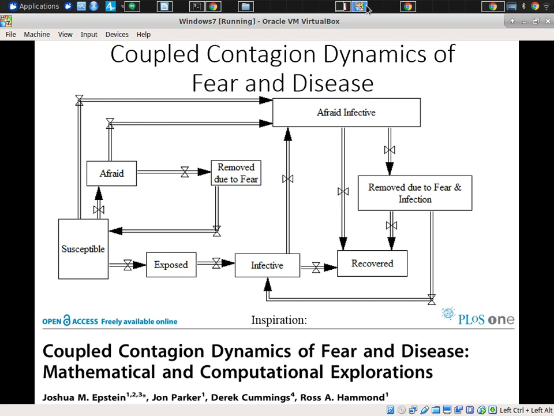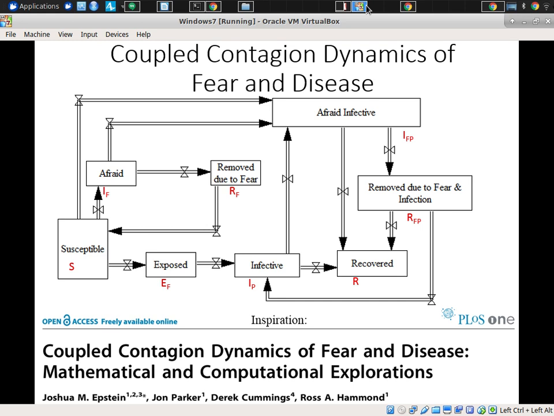Alternatively, individuals could become infective while at the same time fearful of the consequences and develop that fear and infectivity largely simultaneously. And having done so, they might sequester themselves due to this. But some might recover before becoming removed as well. And then there's some dynamics involving this removal in terms of if they're infected, they could go to an infected state or could simply recover. So this was a model that was laid out and argued for its relevance in the pages of this PLOS One paper by these notable authors.